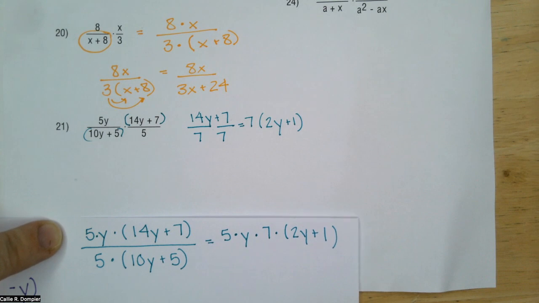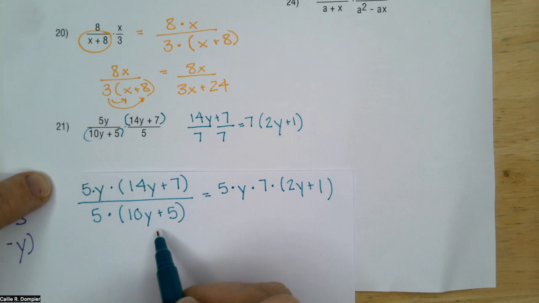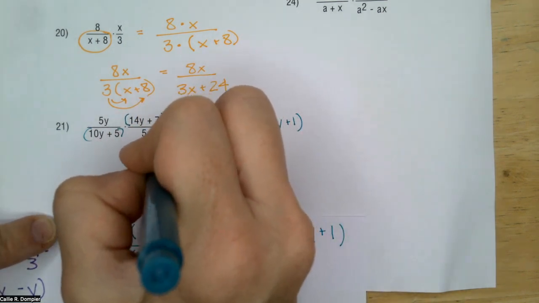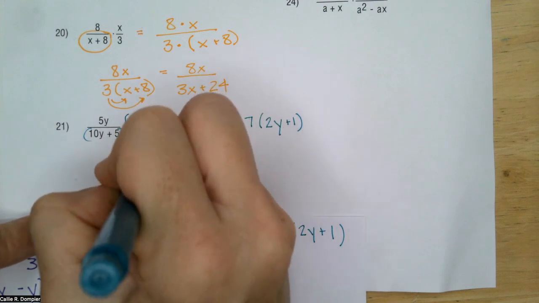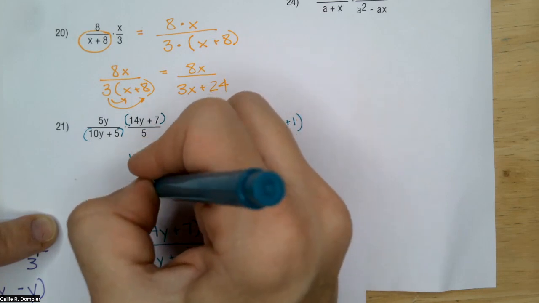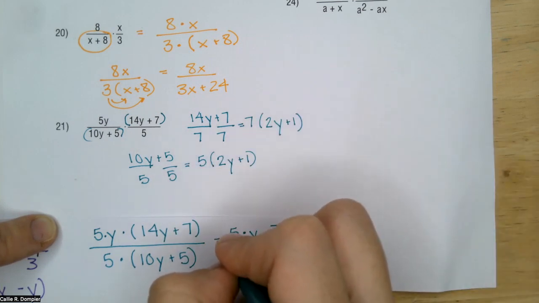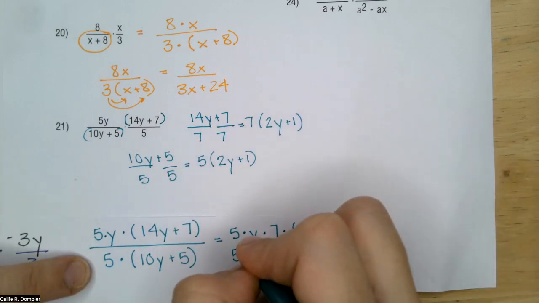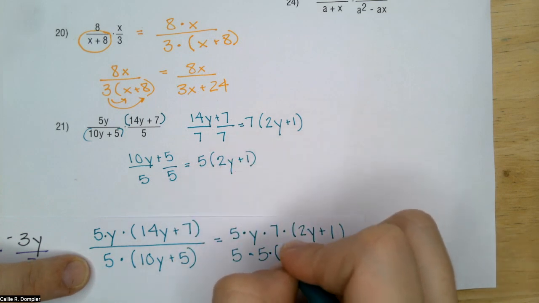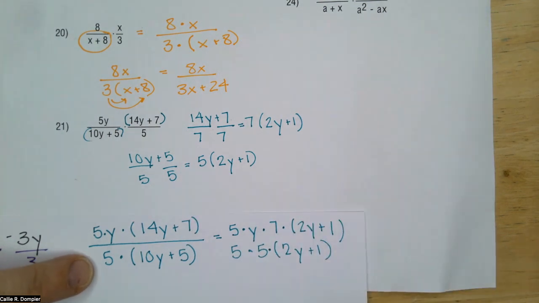Really living on the edge at the end of these papers. 10y plus 5, I see a factor in there too, right? 10y plus 5, I can divide them both by 5. 10y divided by 5 is 2y. 5 divided by 5 is 1. So that's still 5 here times 5 times 2y plus 1.